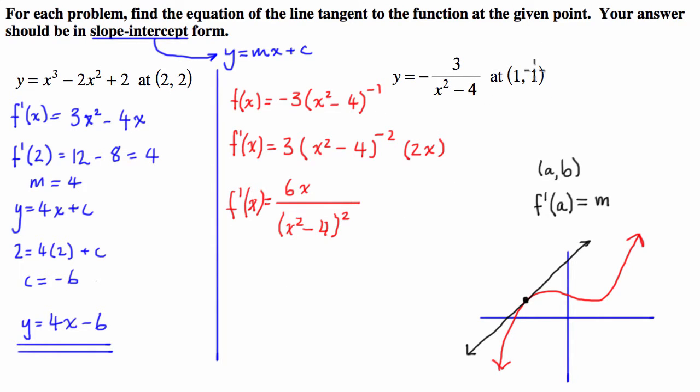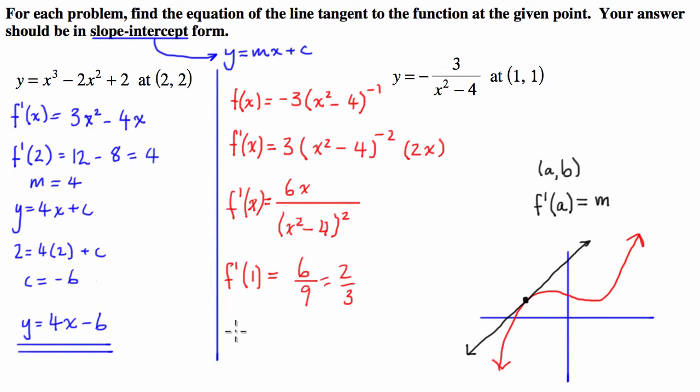Cool. Then we have to find m, so we evaluate our derivative at x equals 1. That's 6 times 1, which is 6, over 1 minus 4, which is -3, all squared, which is 9. That is equal to 2/3.